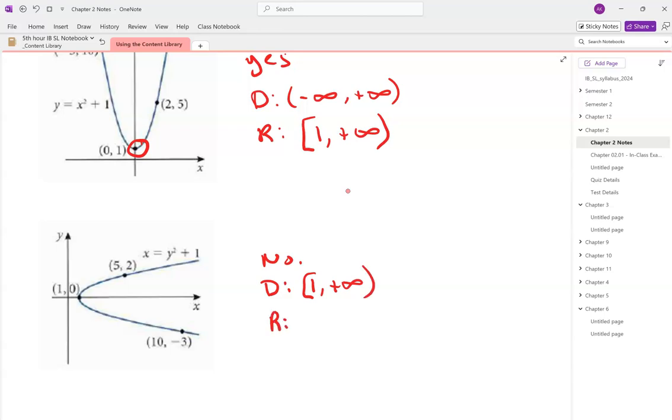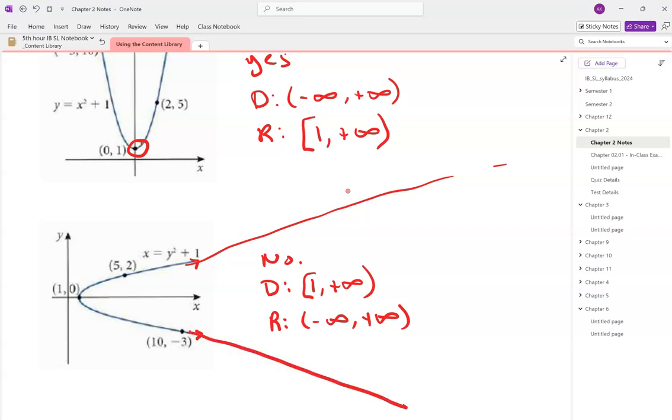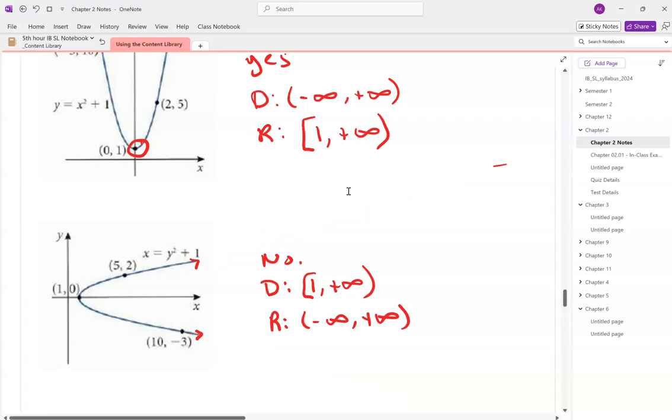What's my range? Nope. Nope. Nope. Yes. There's arrows at the end, right? That line is getting taller the whole way, right? Just like this line is getting smaller the whole way. It's covering the entire y-axis. Cool?